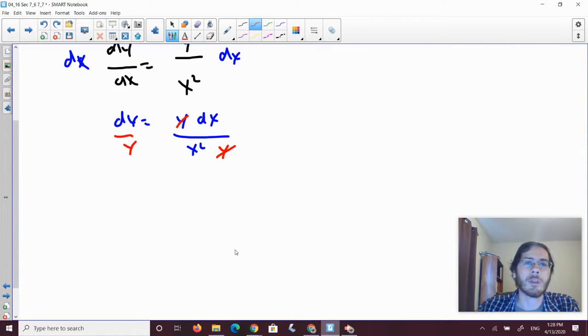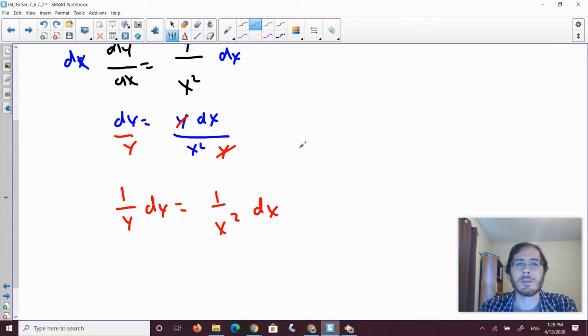And so this will give us our equation that we want to work with, which is going to be 1 over y dy equals 1 over x squared dx. All right, looks like we're ready to integrate from here. So let's see. Can we do it?